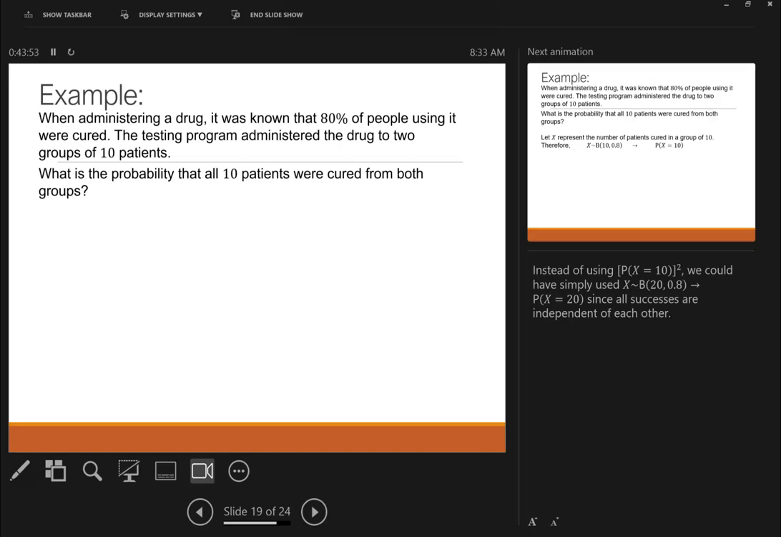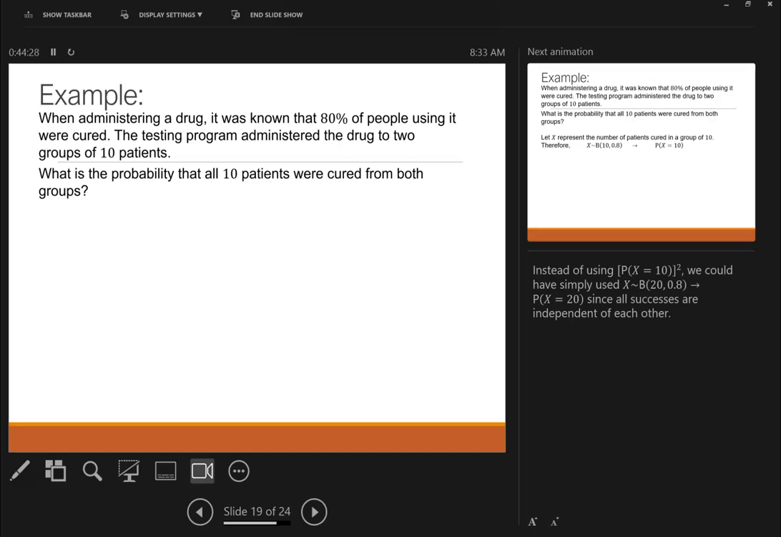So, we have a fixed number of trials. What is the number of trials? 10. Are there 2 true outcomes? Yes, what are they? Cured or not cured. Is the probability of success fixed? Yes, right? What's the probability that somebody's cured? 80%. Is that changing for any reason? Doesn't seem like it, right? Nothing in there to indicate that.